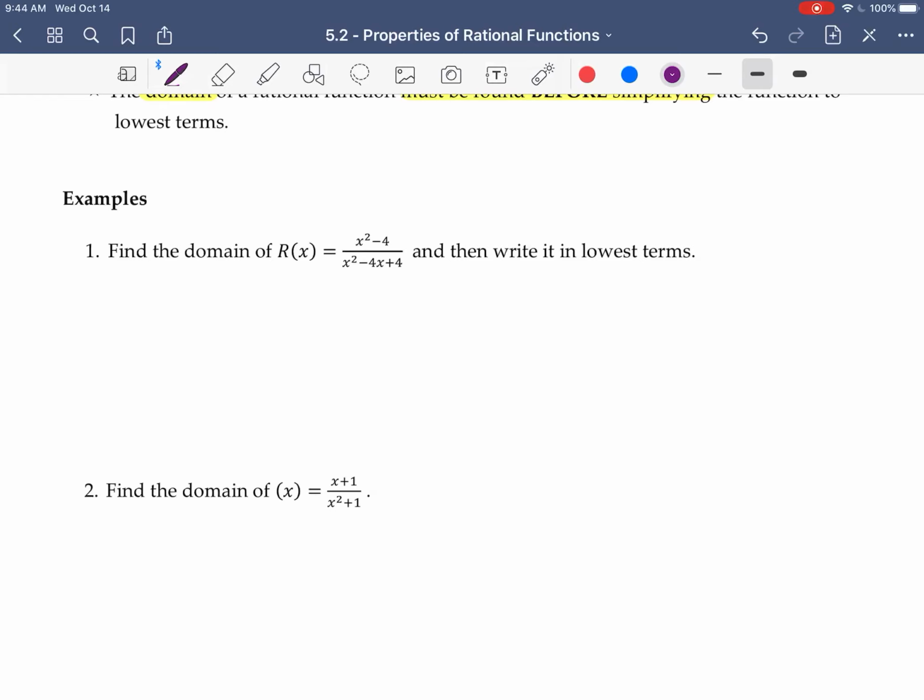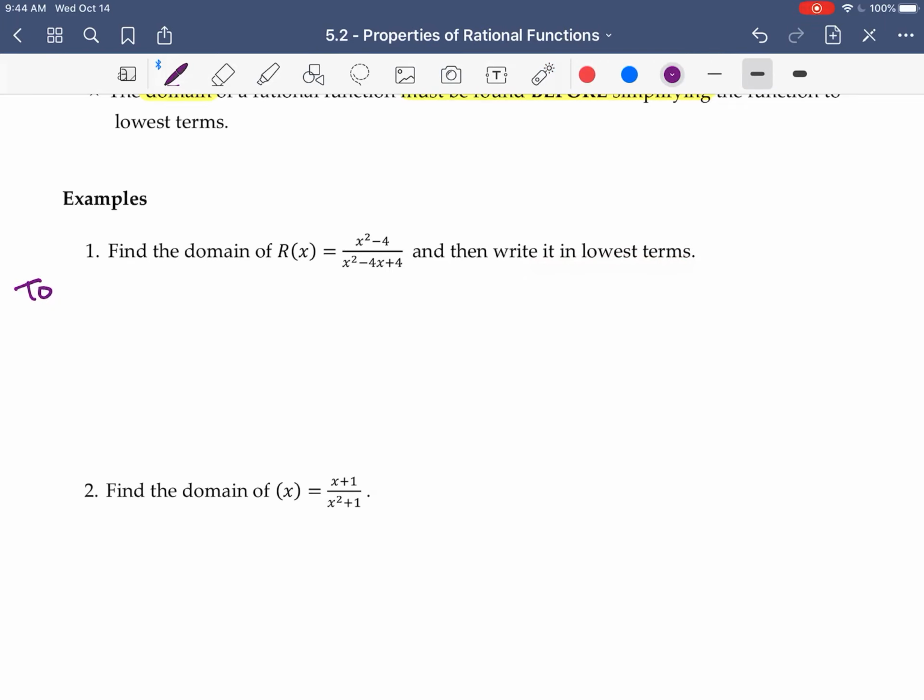So let's see an example. Suppose I want the domain of r of x, and r of x here is x squared minus 4 over x squared minus 4x plus 4. This is our p of x, which is clearly a quadratic polynomial, and this is our q of x, which is also a quadratic polynomial. We're going to find the domain, and then write this in lowest terms.